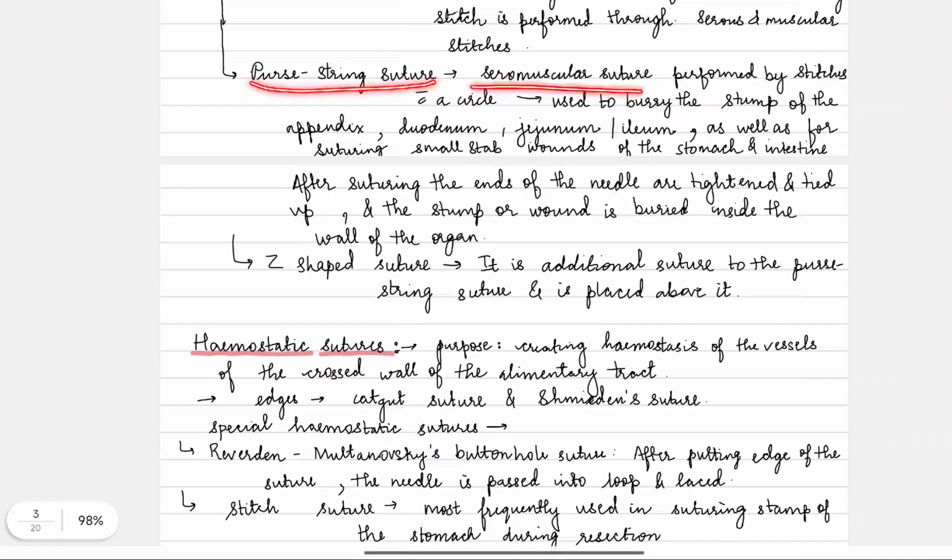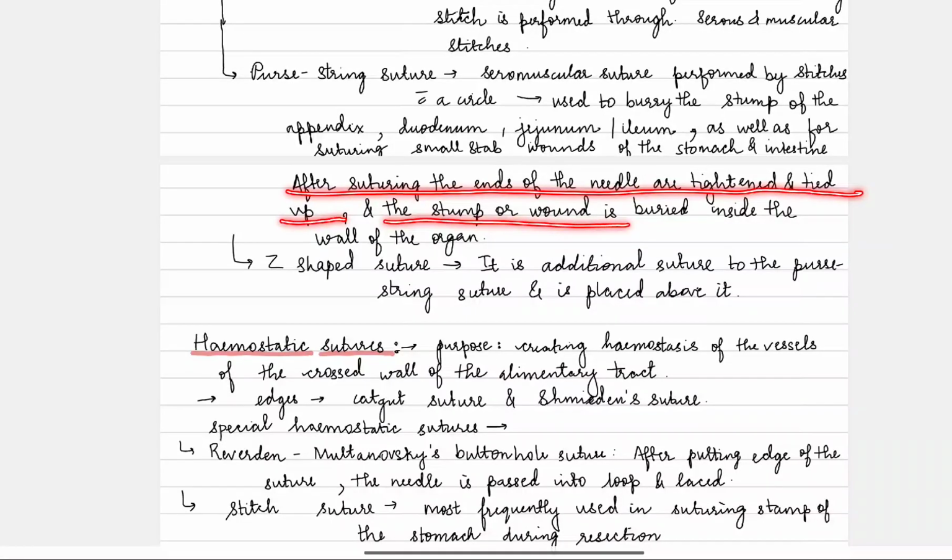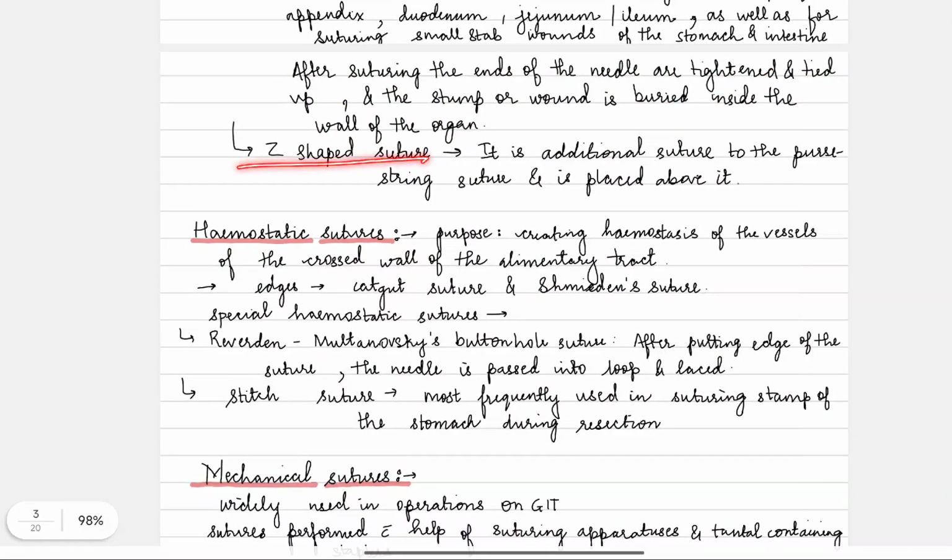Purse string suture is a seromuscular suture performed by stitches in a circle, used to bury the stump of the appendix, duodenum or ileum, as well as for suturing small stab wounds of the stomach and intestine. After suturing, the ends of the thread are tightened and tied, and the stump or wound is buried inside the wall of the organ. Z-shaped suture is an additional suture to the purse string suture and is placed above it.